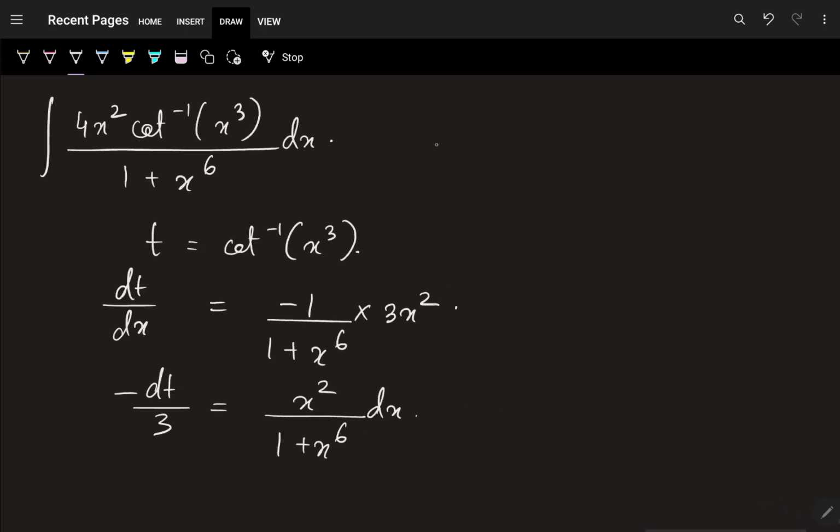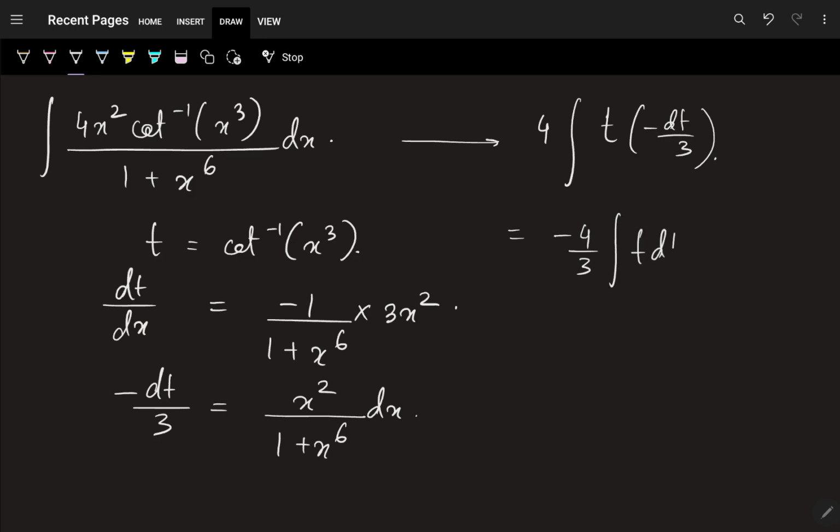Now my integral is going to become what? If I just take the 4 out of the way, cot inverse x cube is t, so this is t. Then everything else, x square upon 1 plus x to the power 6 dx, is minus dt by 3. So I'm going to take the minus 1 by 3 out of the way, which will become minus 4 by 3, and this is what?